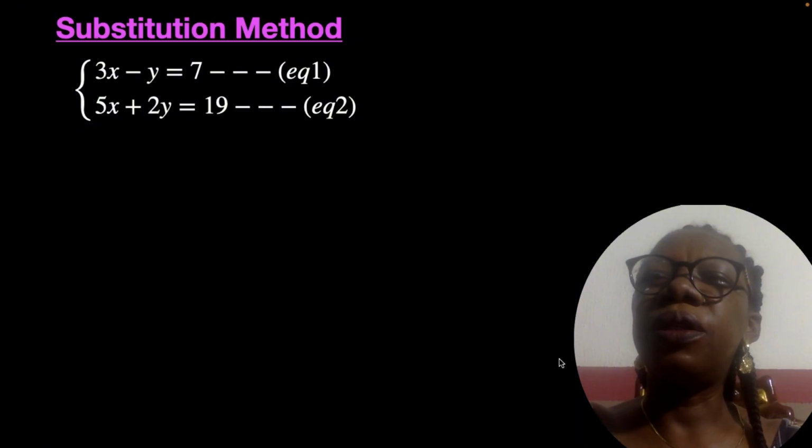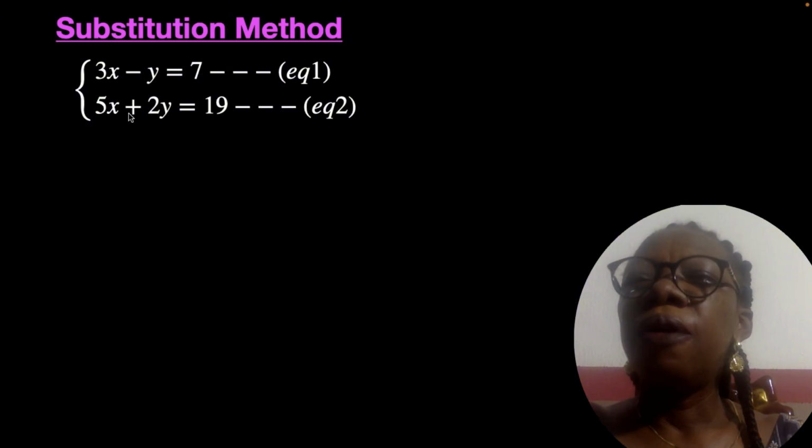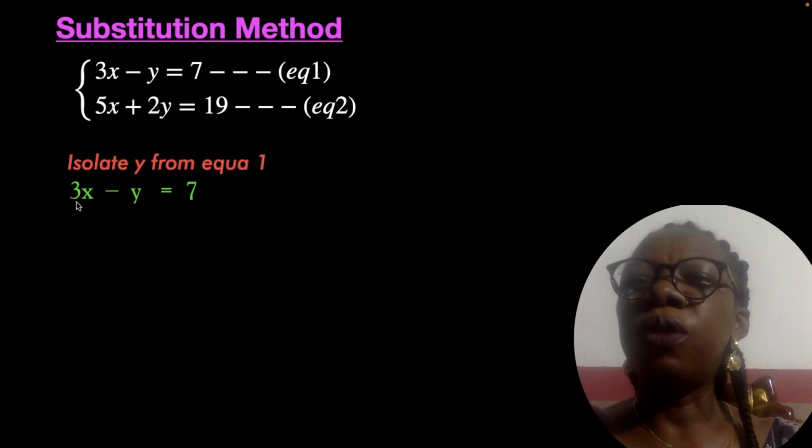The second equation: 3x minus y is equal to 7, that's equation 1, and 5x plus 2y is equal to 19, that is equation 2. From these two equations, we can easily isolate y from the first equation. Therefore, in equation 1, 3x minus y is equal to 7. Then we transpose 3x to the right side of the equation, so we have minus y is equal to 7 minus 3x.